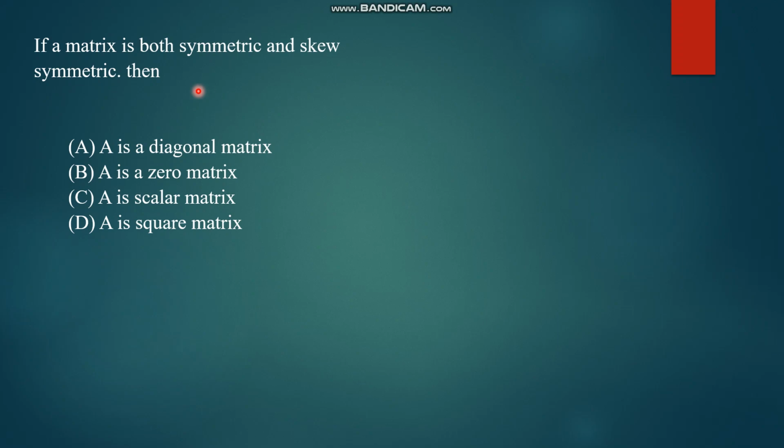So if you want a matrix which is both symmetric and skew symmetric, there is only one possibility: it should be a 0 matrix, a 0 square matrix. For no other matrix is it possible to have symmetric and skew symmetric properties together. So this is a direct question, no need to work it out. Answer is a 0 matrix. Next one.